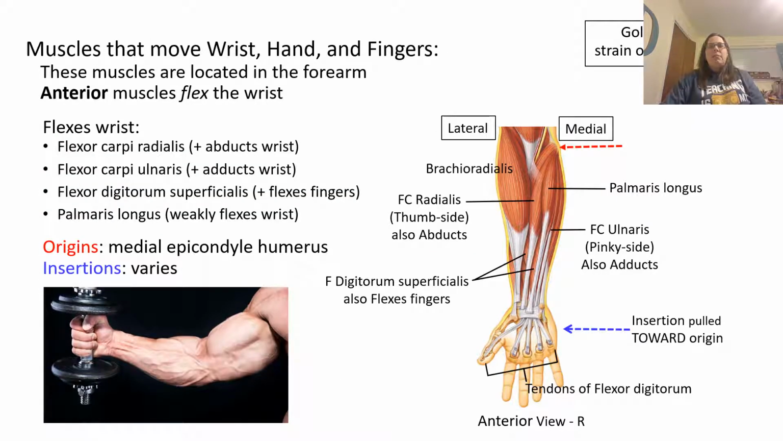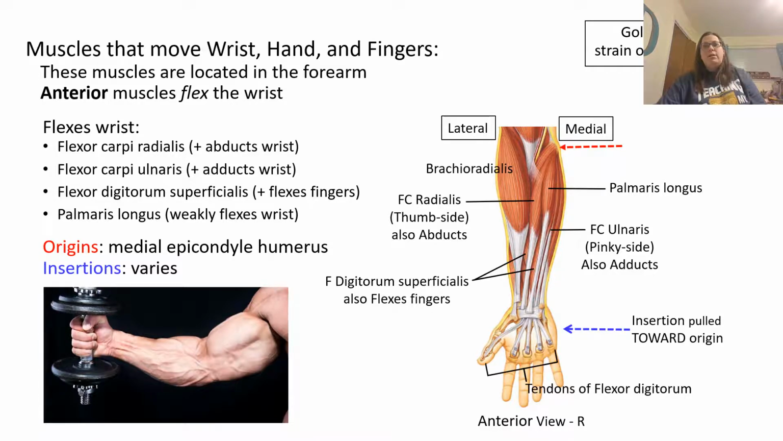All right, muscles that move the wrist, hand, and fingers. These are muscles located in your forearm. The anterior front muscles are going to flex your wrist, and so these are going to be the flexor carpi radialis. They're going to also help you abduct your wrist. The flexor carpi ulnaris is going to help you adduct your wrist, okay, because remember the radius runs to the thumb, the ulna runs to the pinky. We also see that you have the flexor digitorum superficialis. These are going to help you flex your fingers as well. And then you have the palmaris longus. This is going to weakly flex your wrist, okay? It's going to be a very weak muscle. All right, if you'll notice, all these insertions are going to be in the hand region.